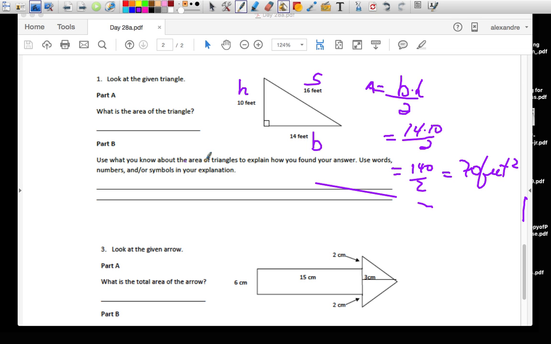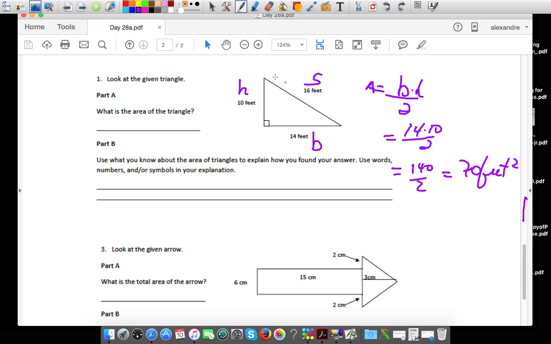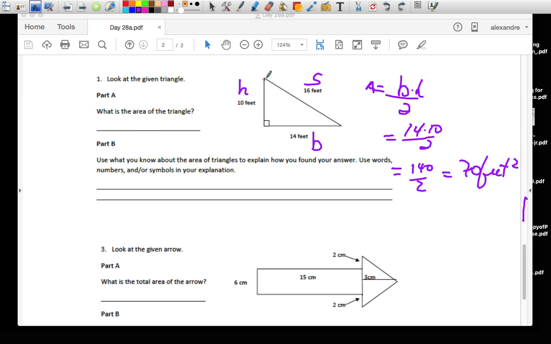Okay, use what you know about area of the triangles. You can write, I know the area of a triangle is, okay. You can do this one like this if you want to get fancy. You can write down that a triangle, in reality, and I'll draw this out for you. Let me take that letter out. A triangle, in reality, is a rectangle cut in half.